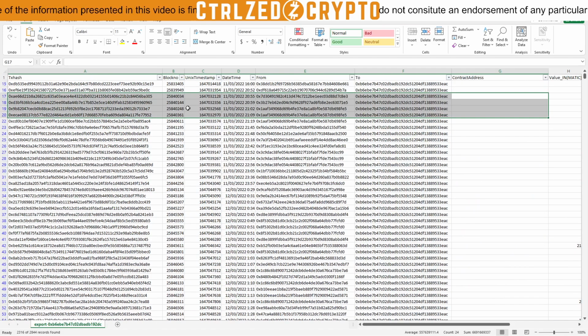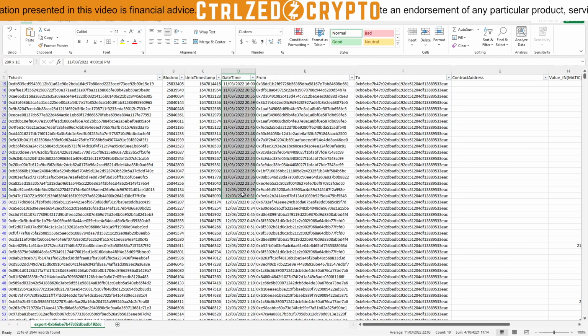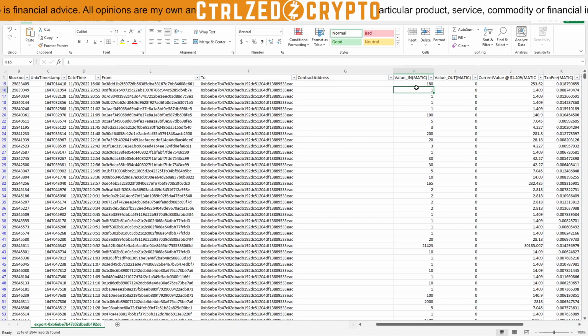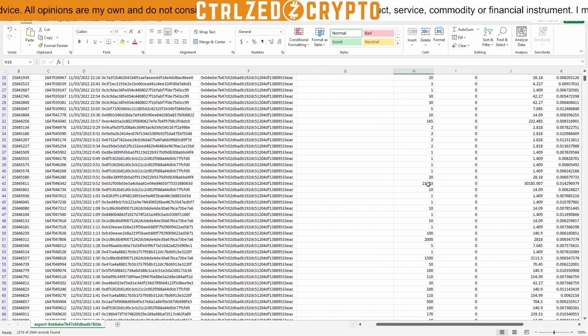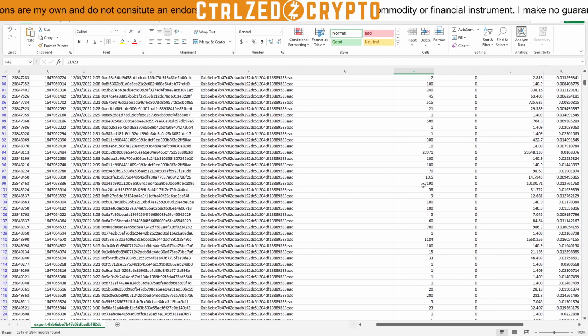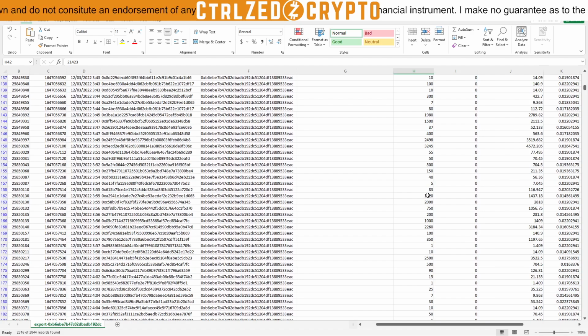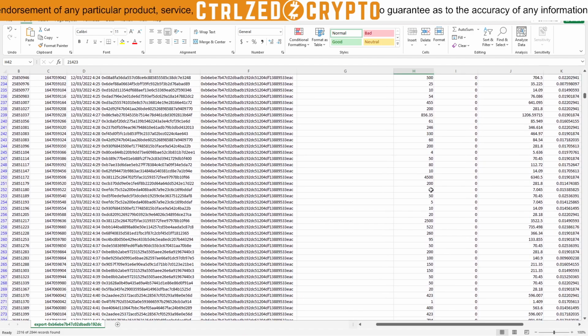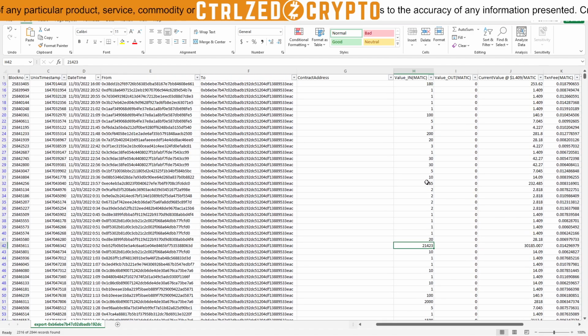So filtering this by date, the first transaction's on the 11th. I'm just looking for any kind of whale transactions to see if there was something massive. So 21,000 went in early. That's pretty big. And as I go through, it doesn't look like there's anything massive that just jumps out, like in the hundreds of thousands or anything.